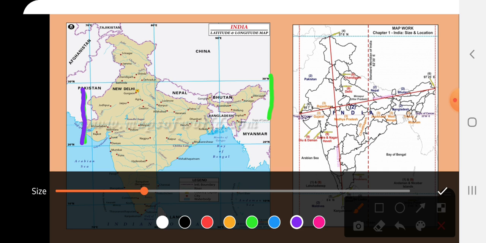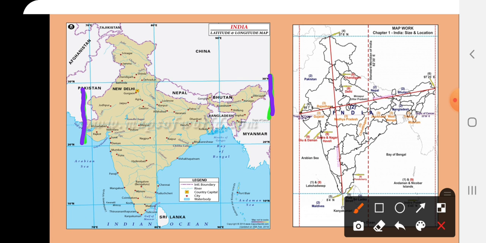Then it ends at 97 degree 25 minutes east, as I showed you on the globe also, that we are towards the east. So obviously both will end in east only. So the other line here, which I am drawing, is 97 degree 25 minutes east longitude. This is the location and extent of India.